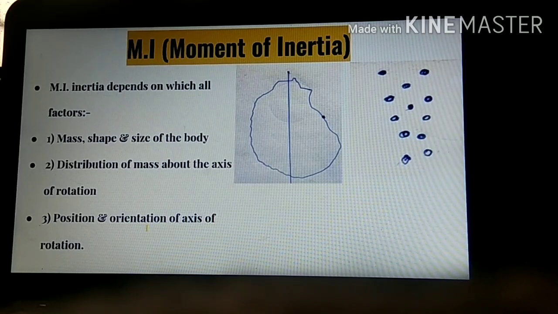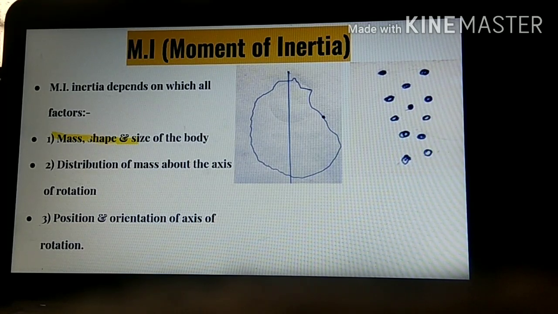Now, on what factors does moment of inertia depend? Moment of inertia depends upon these three factors. First, the mass, shape and size of the body. Second, the distribution of the masses about the axis of rotation. Third, the position and orientation of the axis of rotation. We will see all these things individually.